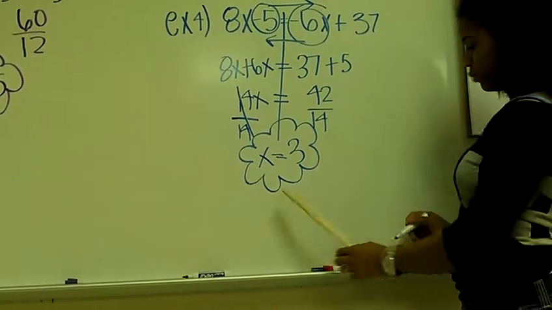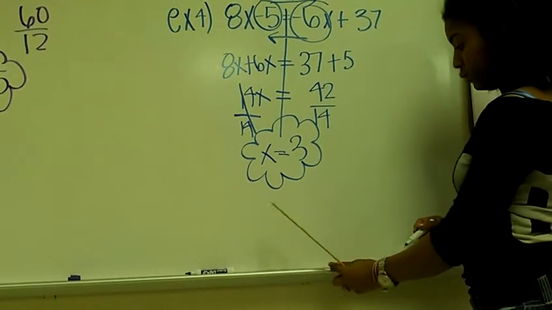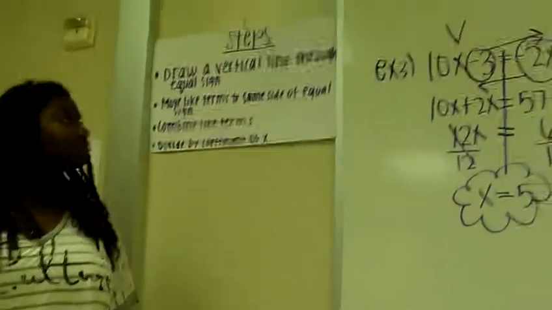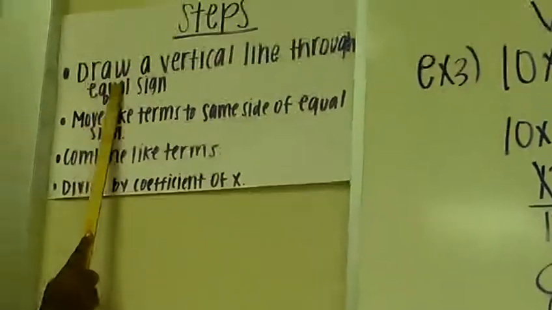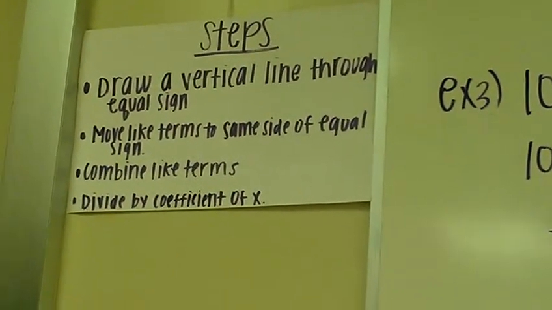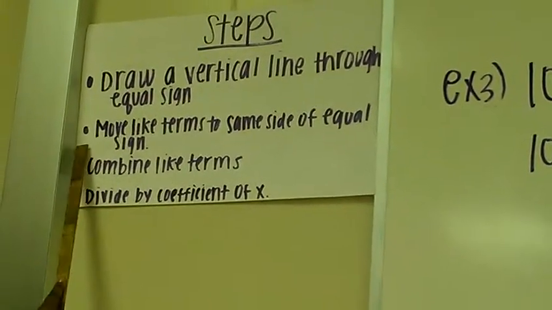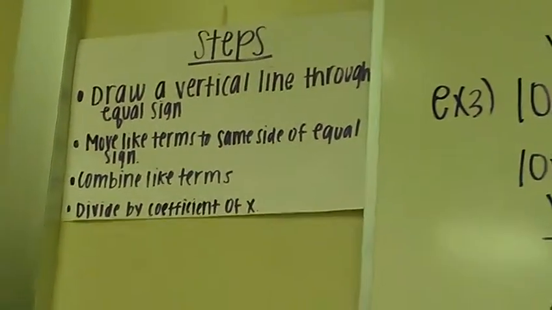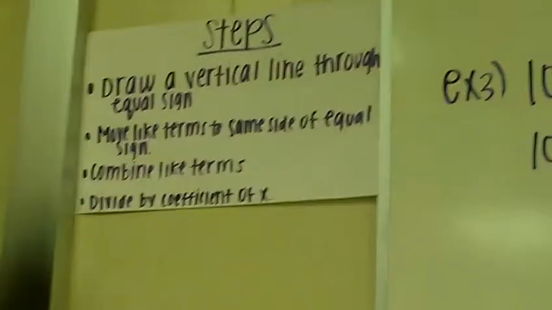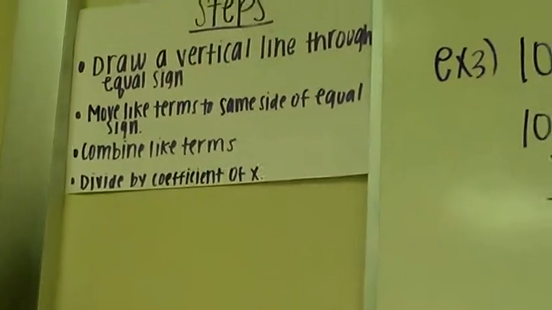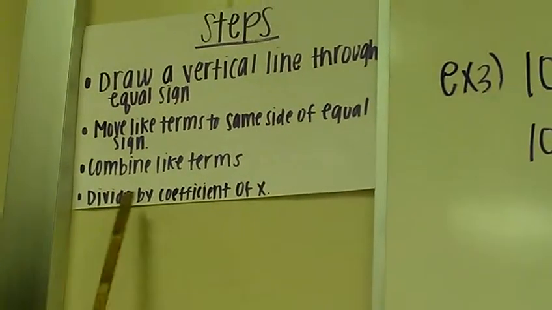And that concludes our first lesson. We'll have Kiani go over the steps right quick. Our first step was to draw our vertical line. Kiani will point through the equal sign. Our second step was to move like terms to the same side of the equal sign. Then we combine like terms. And lastly, divide by the coefficient of your x.